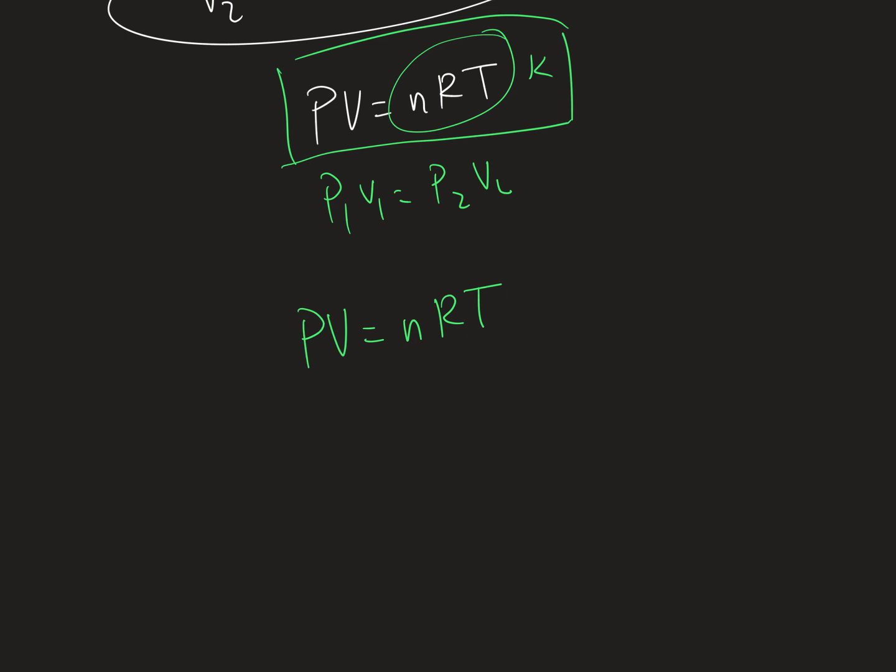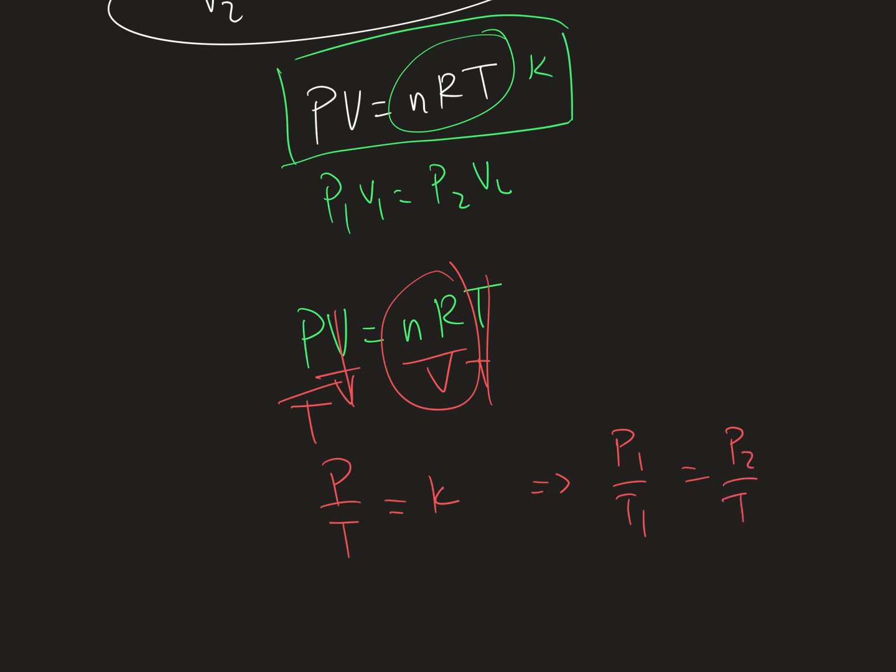All right. So if volume is constant and the number of moles is constant, then let's put all the constants on one side and everything else on the other side. Then we get P over T equals some constant, right? Because if all three of those are constants, that gives us P1 over T1 equals P2 over T2. Make sense?